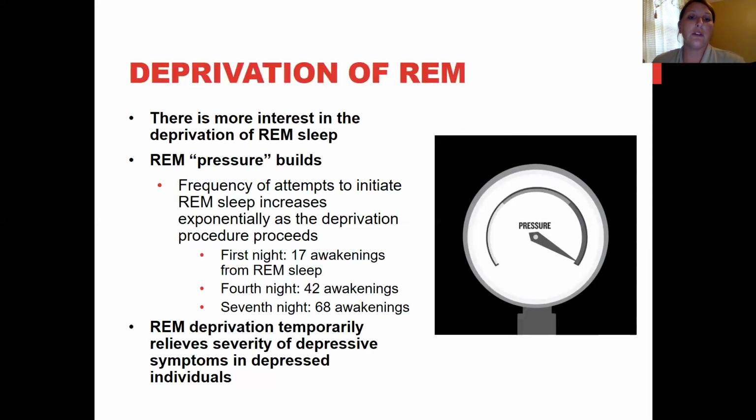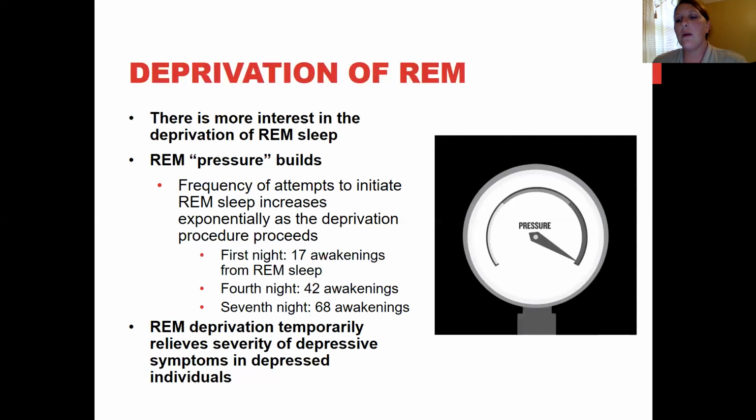So here you see the first night, they have attempted 17 times to get into REM sleep. By the 4th night, they've attempted it 42 times. And by the 7th night, after a week, they're attempting to go into REM sleep 68 times. So that pressure of need of REM starts building over the course if they're being deprived.